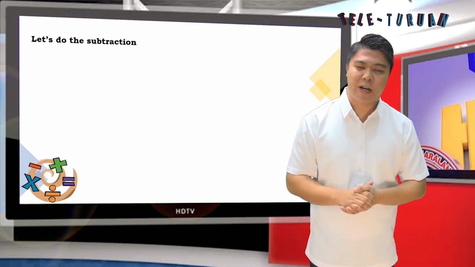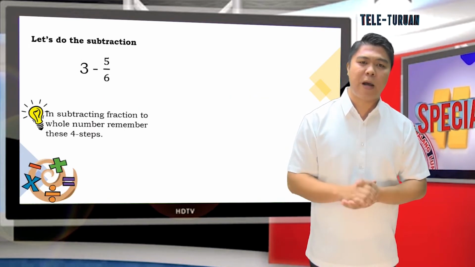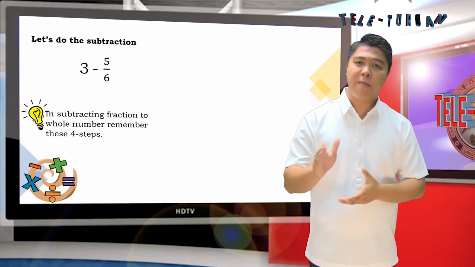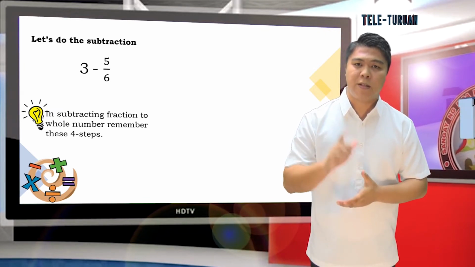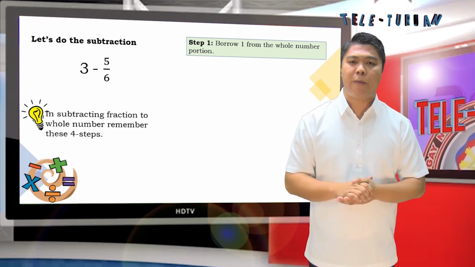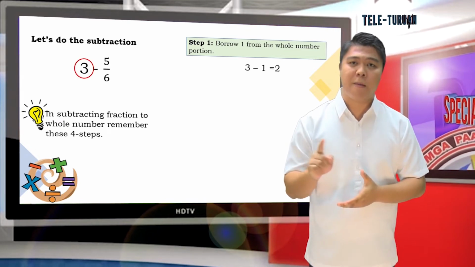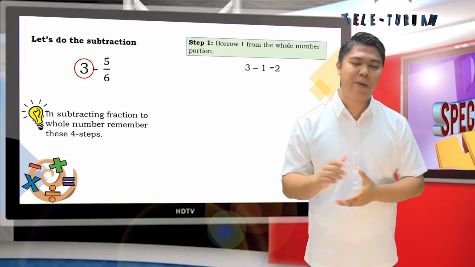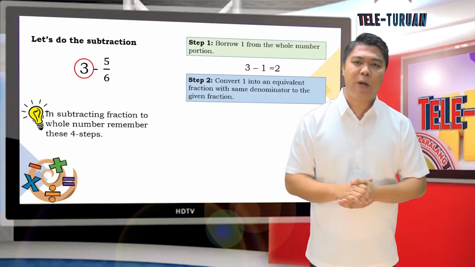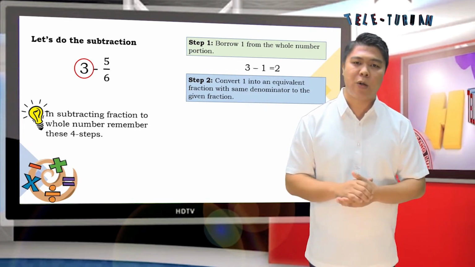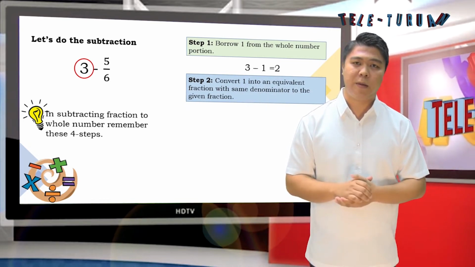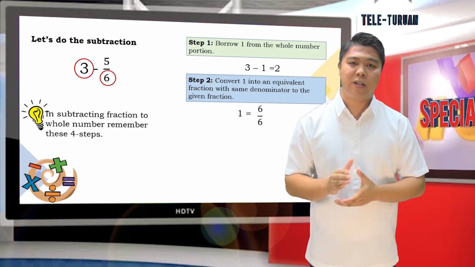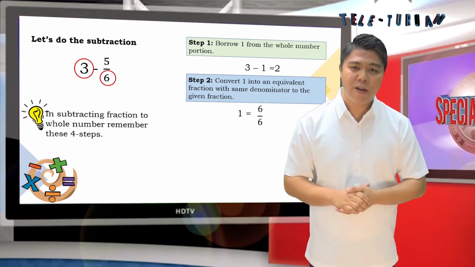Let's do the subtraction. In subtracting fraction to whole number, remember these 4 steps. Step 1, borrow 1 from the whole number. 3 minus 1 is 2. Very good. Step 2, convert 1 into an equivalent fraction with same denominator to the given fraction. 1 is equal to 6 over 6.